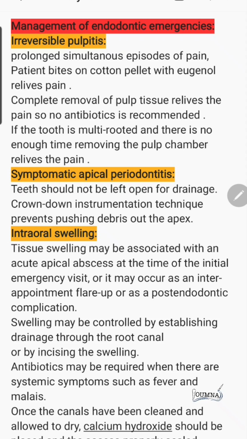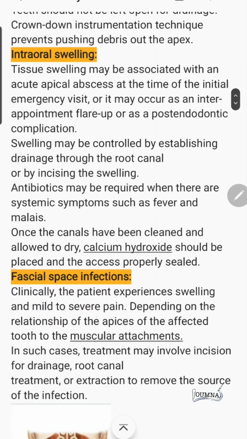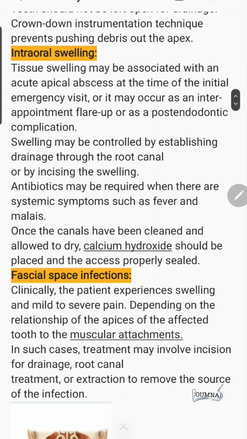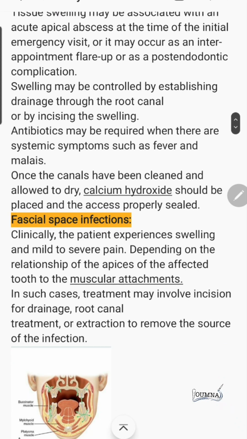Symptomatic apical periodontitis. Teeth should not be left open for drainage. Crown-down instrumentation technique prevents pushing debris out of the apex. Intraoral swelling. Tissue swelling may be associated with an acute apical abscess at the time of the initial emergency visit, or it may occur as an inter-appointment flare-up. Swelling may be controlled by establishing drainage through the root canal or by incising the swelling.